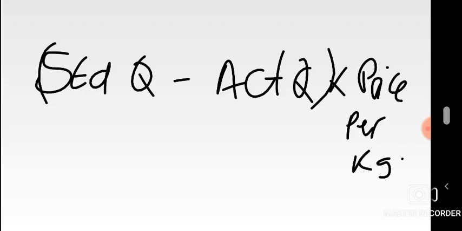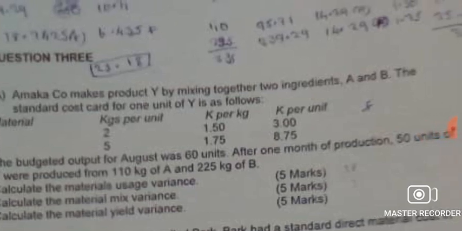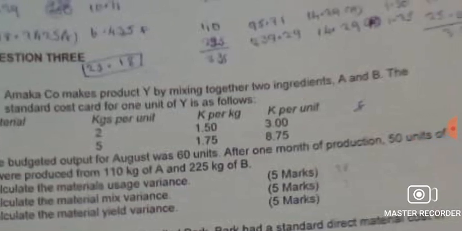What is the standard quantity in our question? Most of the time, to find standard quantity, we base it on actual results. That's how it is. You use actual results and then you convert them as per standard. So what was the actual production in that month? They've told us that it was 50 units.